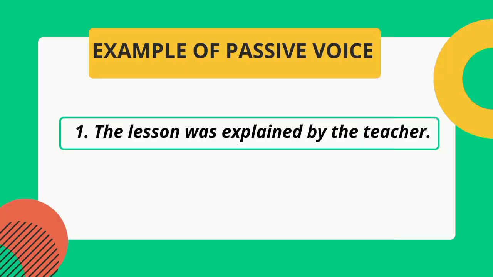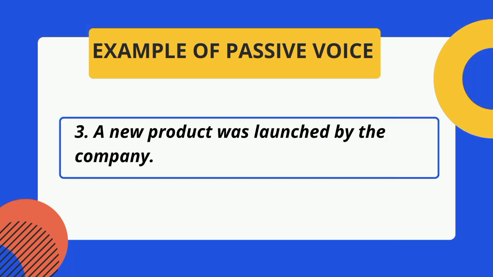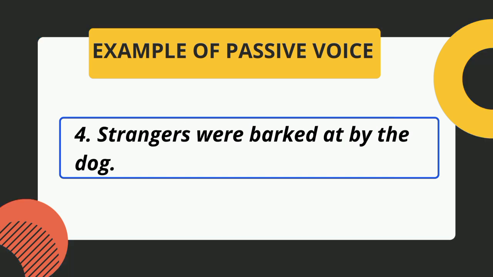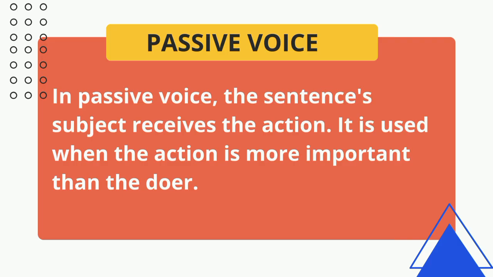So, more examples. The lesson was explained by the teacher. Passive voice. Number 2, the beautiful portrait was painted by her. Number 3, a new product was launched by the company. Number 4, strangers were barked at by the dog. Number 5, the complex math problem was solved by him. All the sentences that I have given are in the passive voice.